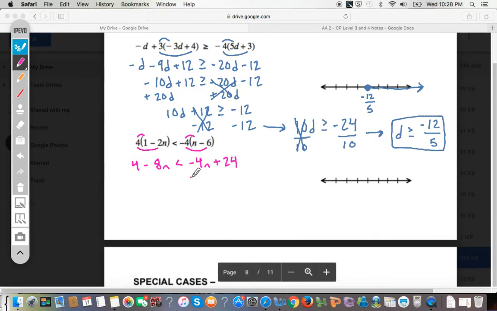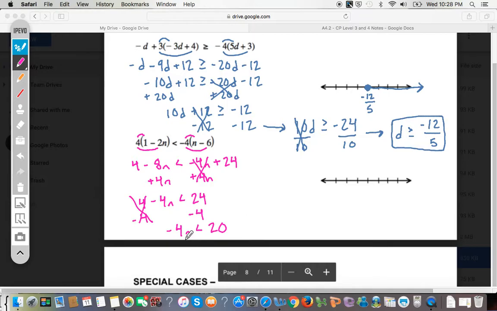Okay, so I'll add this 4n over to get my n's on one side. So these cancel. So I have 4, negative 8n plus 4n is negative 4n. And this is less than 24. So I'll subtract this 4 from both sides. So those 4's cancel. So I'm left with negative 4n is less than 24 minus 4, which is 20. So I get to this point right here.